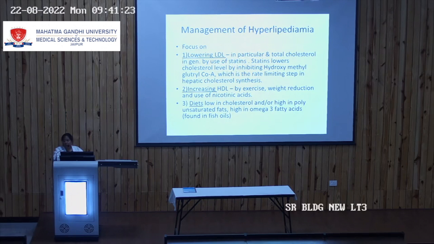So this is a rate limiting step in the hepatic cholesterol synthesis. If this enzyme is inhibited, the amount of cholesterol that is synthesized will be reduced. Then you can increase the amount of HDL by exercise, by weight reduction, and by use of drugs, nicotinic acids. Then you can take diets which are low in cholesterol or high in HDL, like omega-3 fatty acids like in fish oils.